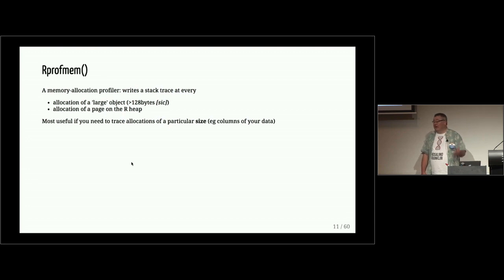So that's useful for tracking where your memory allocation is happening. In particular, it's useful if you want to track memory allocations of a particular size, because there's a lot of memory being allocated all the time and it's messy and you don't want to go there. But for example, if you know that a column of your data set is exactly 43,226 bytes, then you can look for allocations of that size and that will tell you about copying of columns of your data set, that sort of thing.